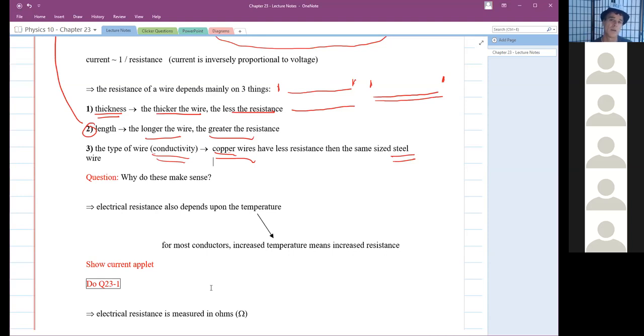So in a wire, current depends upon the resistance. Resistance depends upon certain properties of the wire. Those properties that matter are, one, how thick the wire is, two, how long the wire is, three, what the wire is made of, but it also depends upon temperature. As things heat up, the resistance goes up.